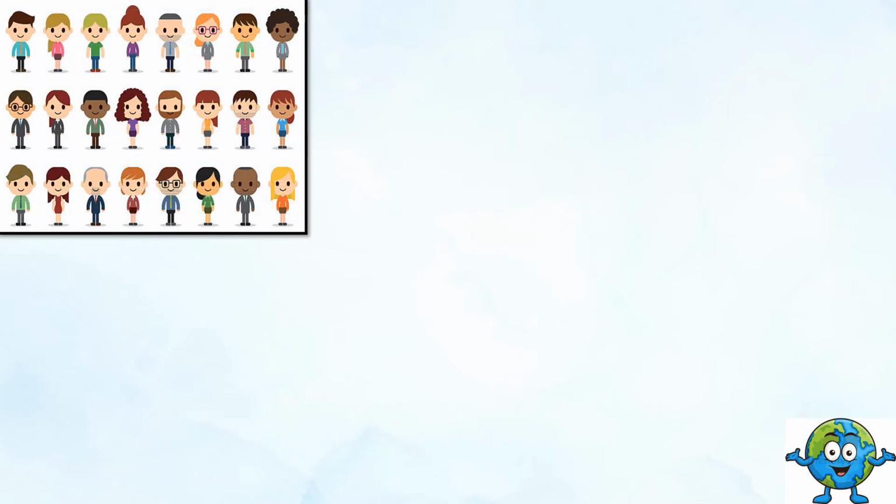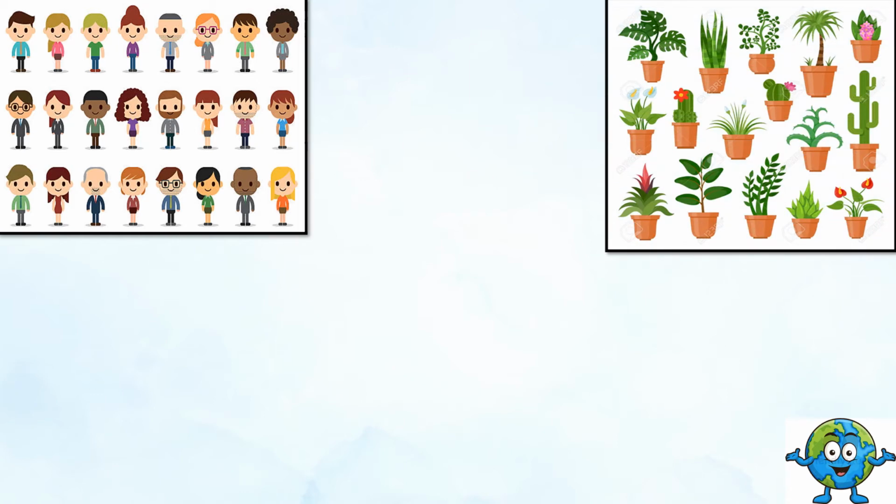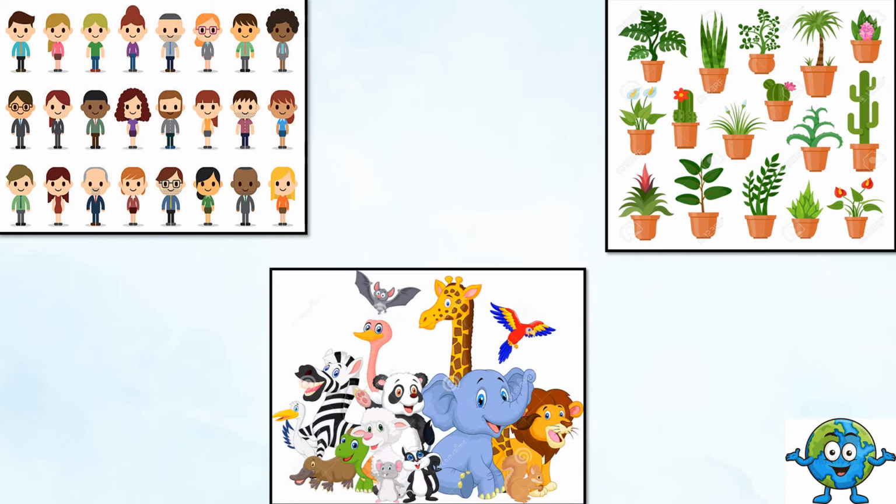So children, the things that live on Earth are people or humans, plants, and animals. Children, we just learned that humans or people, plants, and animals live on the planet Earth. But do you know how do they live on the planet Earth?